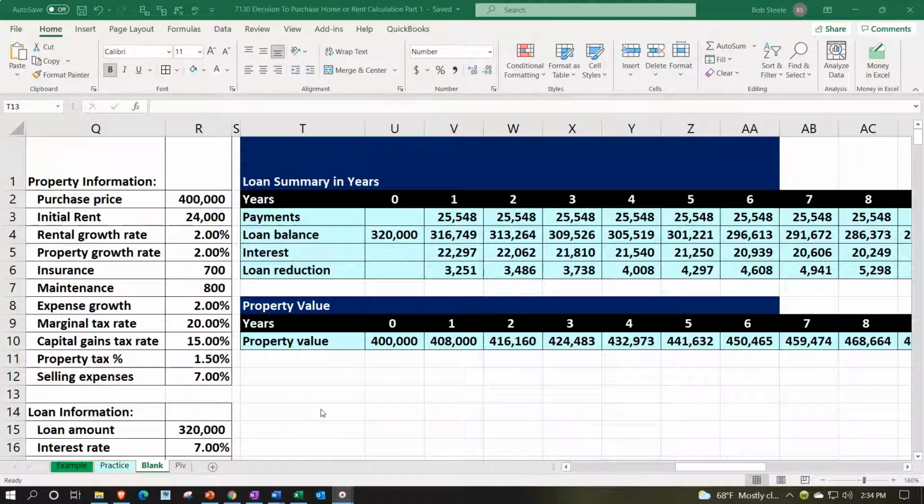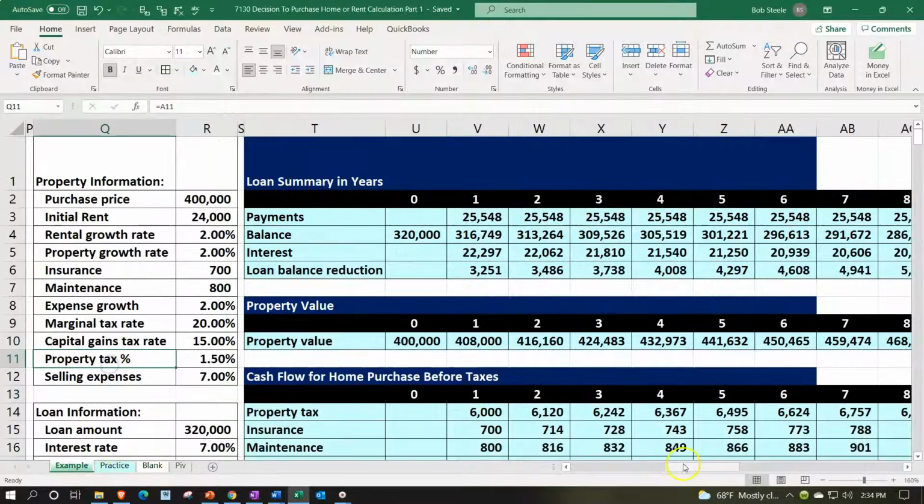If you have access to the Excel worksheet and would like to follow along, note that we have 4 tabs down below: example, practice, blank, and then we made our pivot table tab. Let's take a look at them now, starting with the example tab, in essence being an answer key.